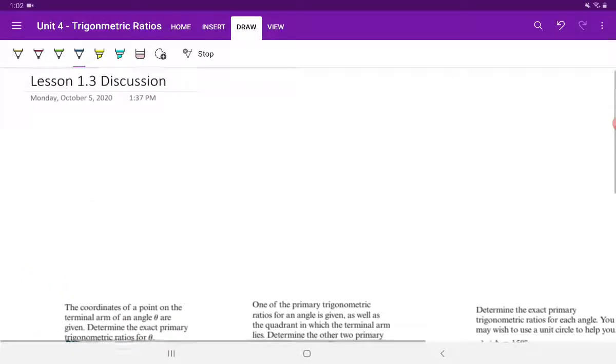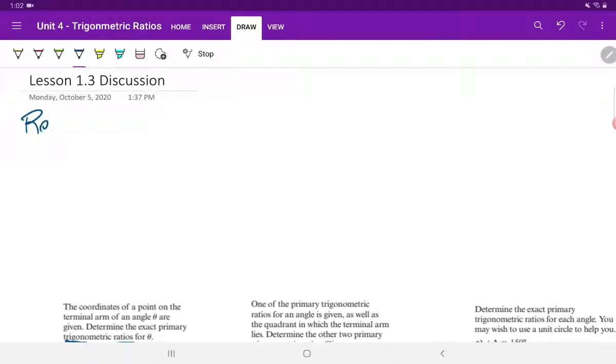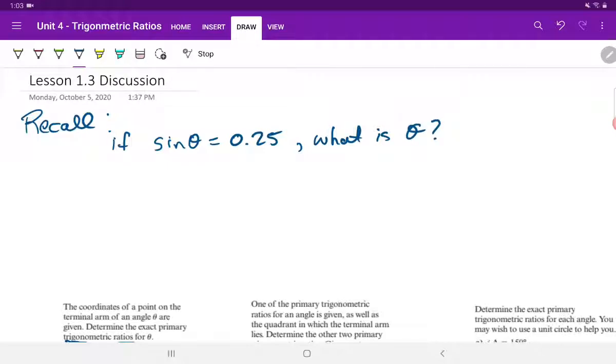So to do that, before we begin, I need us to recall something. In our previous math courses, we were able to solve something like this. I could ask you, if sine theta equals 0.25, what is theta? We're going to need to know this little skill in order to complete today's lesson. So let's try to recap. How do we find theta here? How do we find the angle?